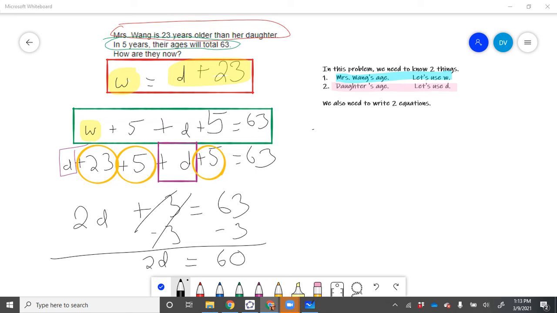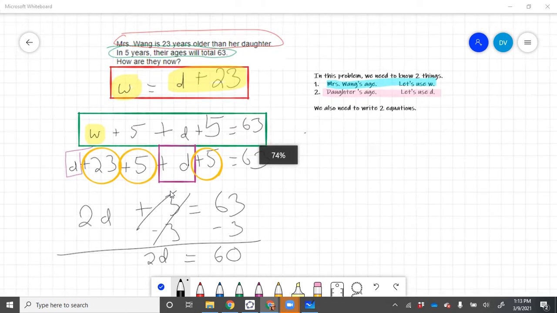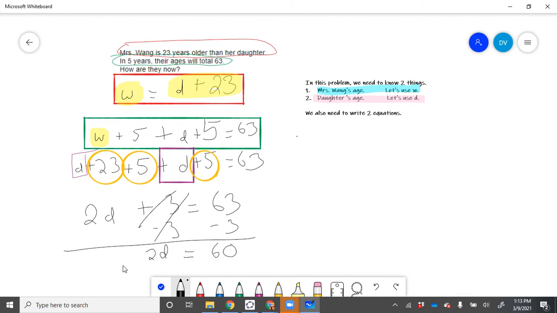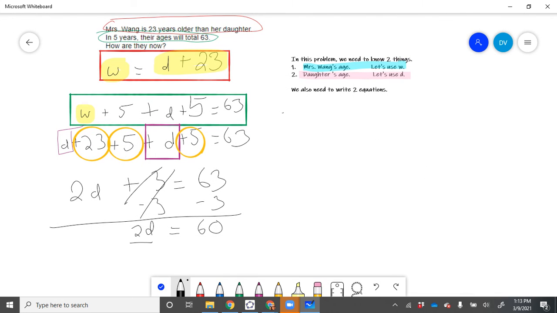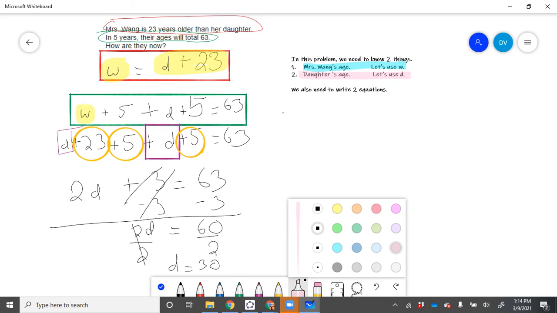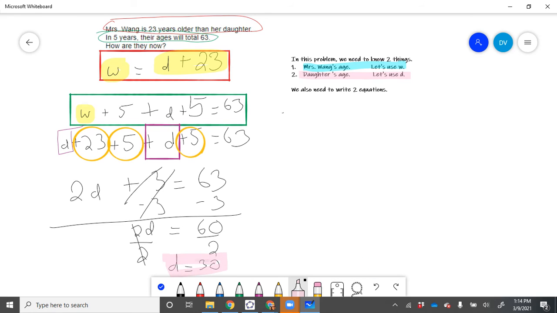Since we have 2 times D, or D times 2, we can solve for D by dividing both sides of that equation by 2. Divide the left side by 2, divide the right side by 2. And what's left is D equals 60 divided by 2 is 30. So I'm going to highlight that because we said we wanted to use, we don't have to, but I'm going to use what I said, pink, for D. D represents the daughter's age. Okay. So we're halfway done with this problem. Actually, more than halfway.